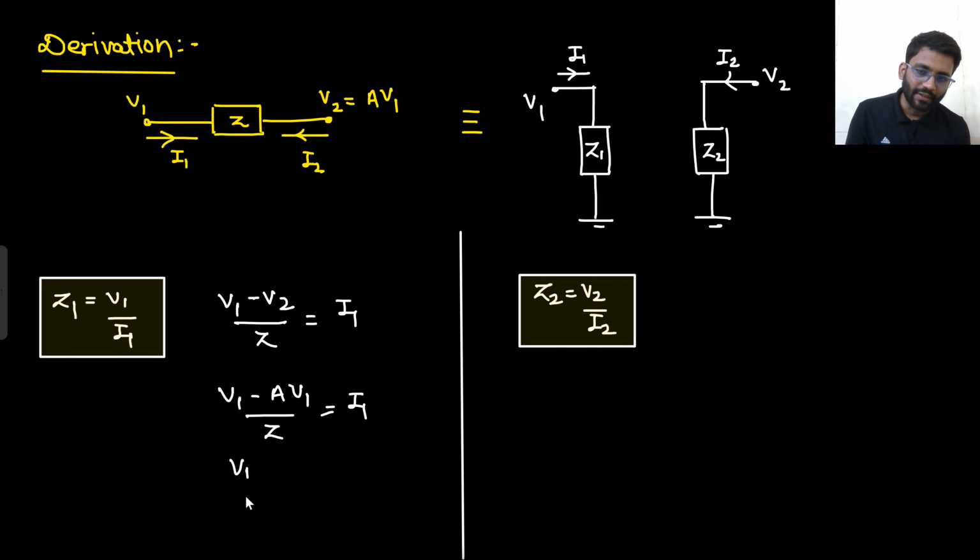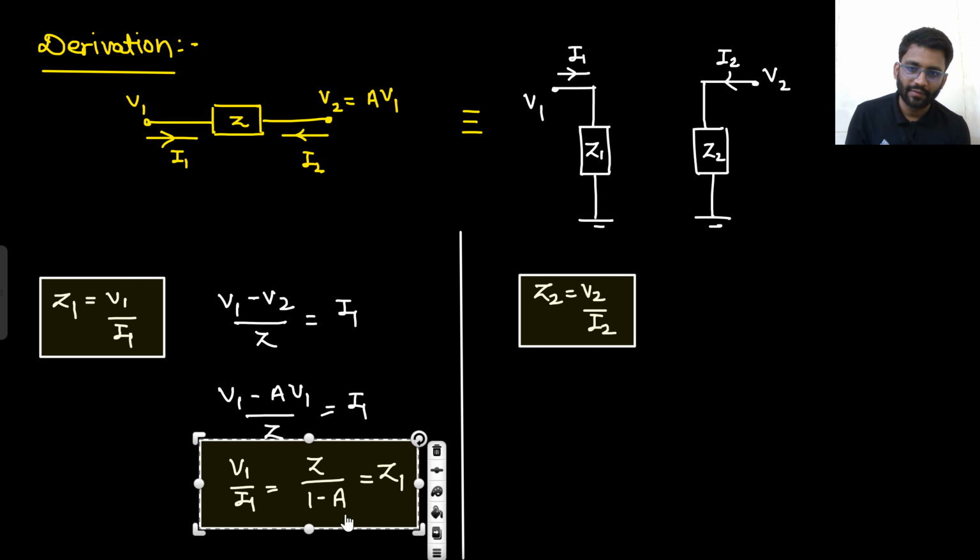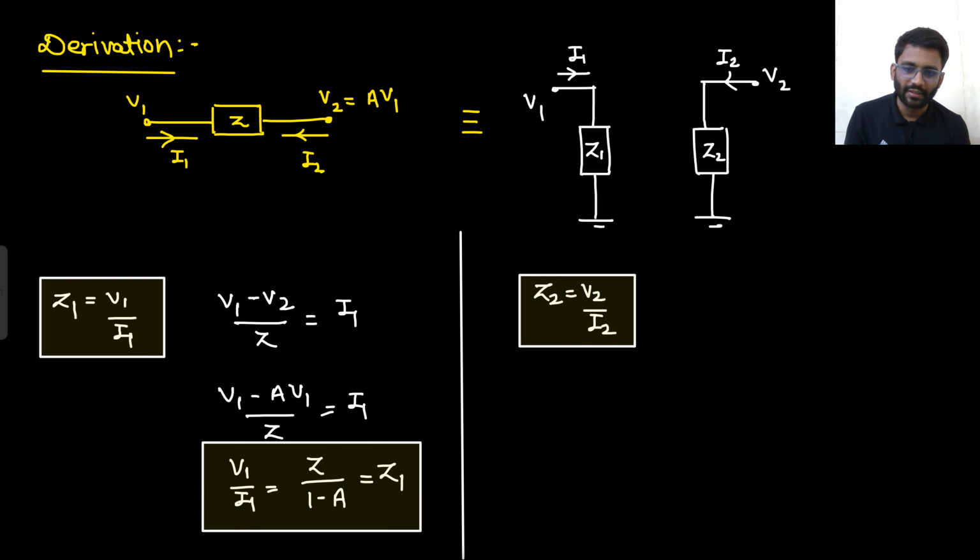So what will be V1 by I1? That would be Z upon 1 minus A, and that is equal to Z1. So basically your Z1 is coming out to be Z upon 1 minus A. What was Z1? Z1 was V1 by I1. I have the circuit. From V1 I1 current is flowing, from V2 I2 current is flowing. So V1 minus V2 by Z is equal to I1, and V2 is A V1. So from there I am getting V1 by I1 is Z upon 1 minus A. So that is my Z1.